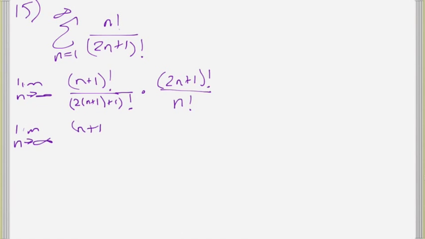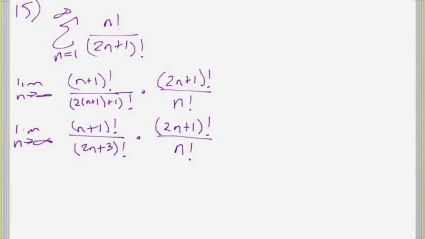I need to do a little cleaning on the bottom of this thing. If I distribute 2, I'm going to get 2n plus 2, plus another 1 is going to give me 2n plus 3. There's 2n plus 1 and the parentheses are plus 1. And then we can start trying to cancel some factorials out here.